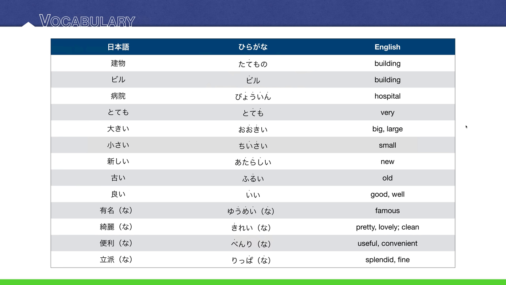The next adjective on our list is good or well, okay? And this is いい. Next are special adjectives that we'll talk about later. Famous, 有名, yuumei na. Pretty or lovely, and this word can also mean clean, きれい, kirei na. Useful or convenient is 便利, benri na. Splendid or fine, 立派, rippa na.